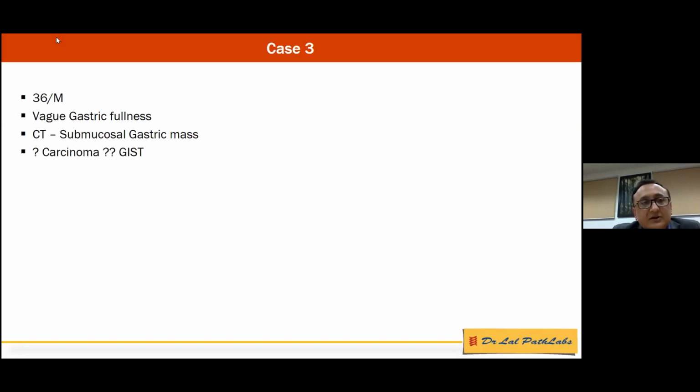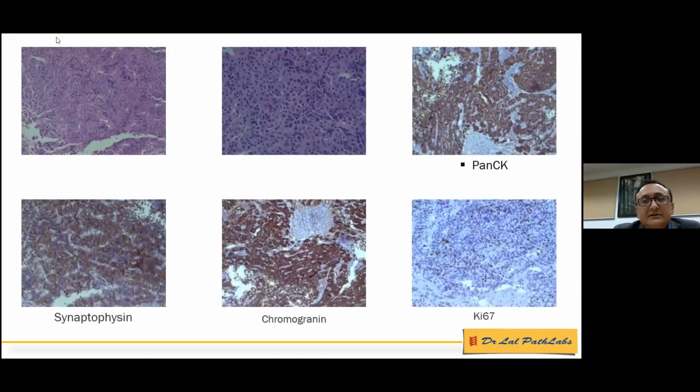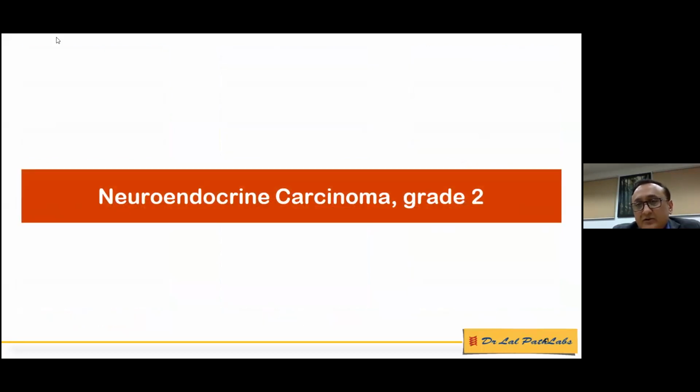Next case: a 36-year-old male presented with vague gastric fullness, and CT showed a submucosal gastric mass. The clinical diagnosis was carcinoma versus GIST. So the set of markers that were put up, apart from a few other markers: pancytokeratin was diffusely positive. Synaptophysin and chromogranin were positive. The tumor had a small cell morphology, but there were epithelioid areas also. So even CD117 was put up, as that was a clinical differential diagnosis as well. Based on the IHC markers, the final diagnosis was neuroendocrine carcinoma, grade 2.